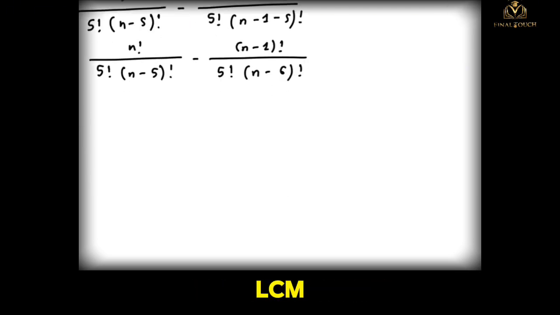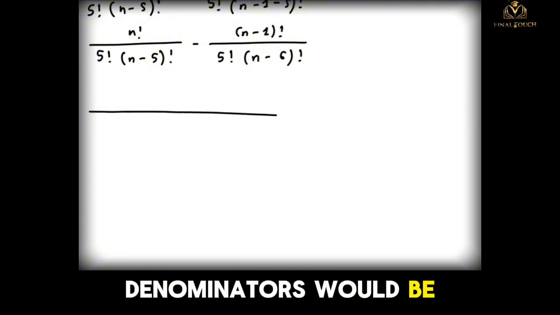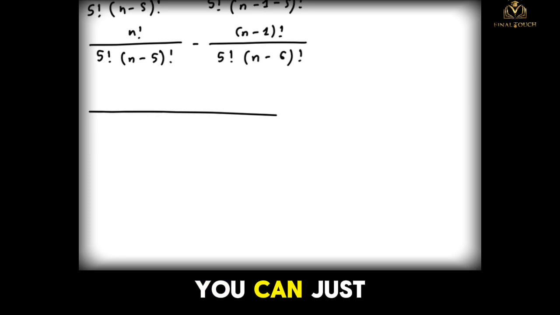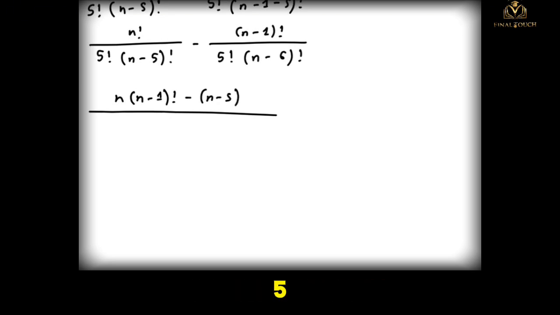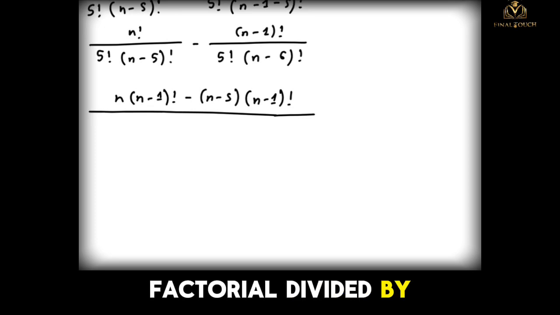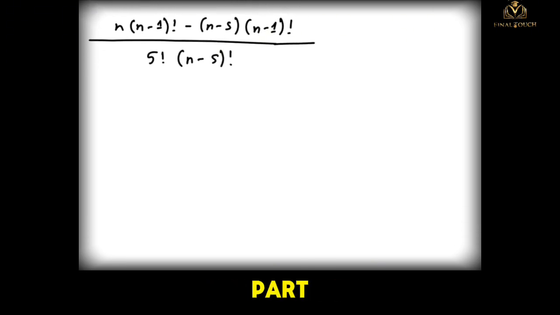Now we have to carry out LCM, but before that we need to find the common denominator. So the common denominator would be, I can just simply write this as n into n minus 1 factorial minus n minus 5 into n minus 1 factorial, divided by 5 factorial n minus 5 factorial. So if we LCM it, we get this part.